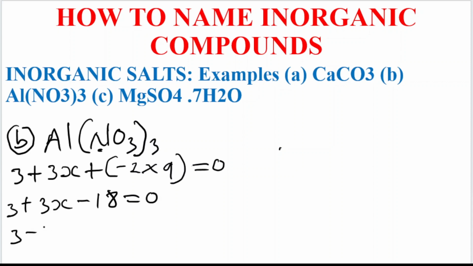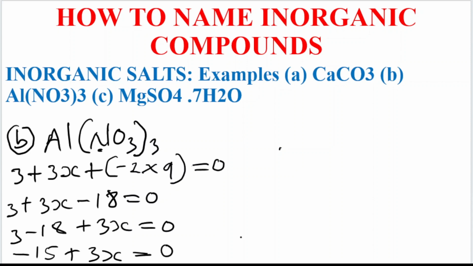So we collect like terms: 3 minus 18 plus 3x equal to 0. 3 minus 18 will give us minus 15 plus 3x equal to 0. So we send our 15 to the other side to change to plus. So 3x equal to plus 15.